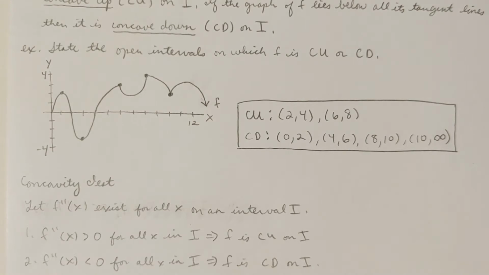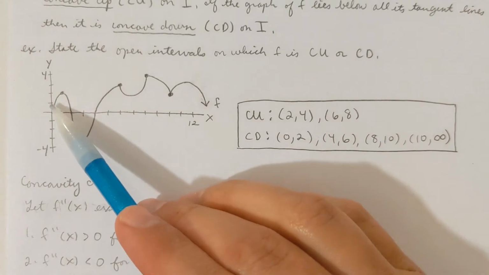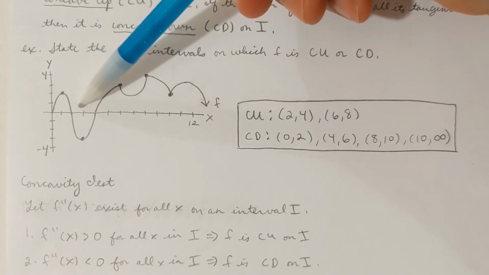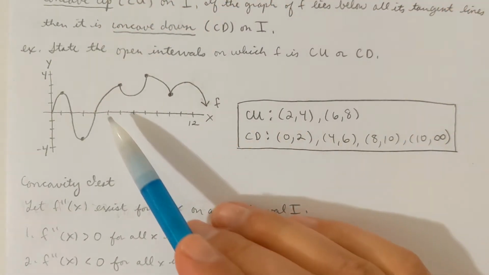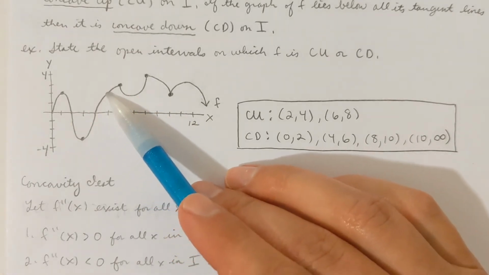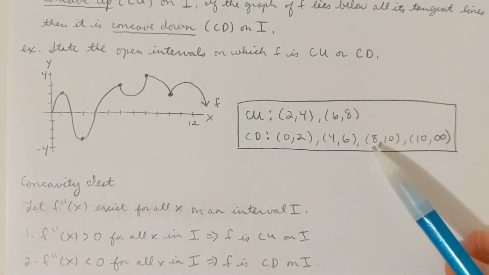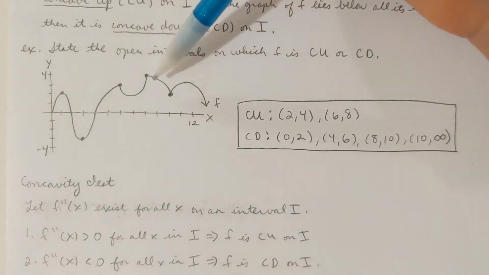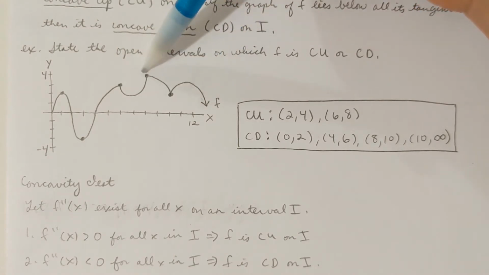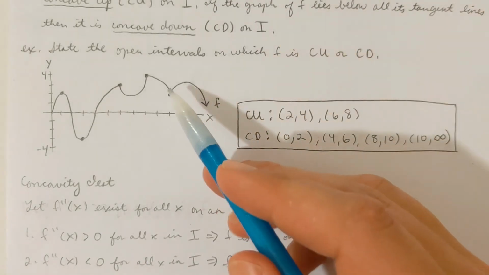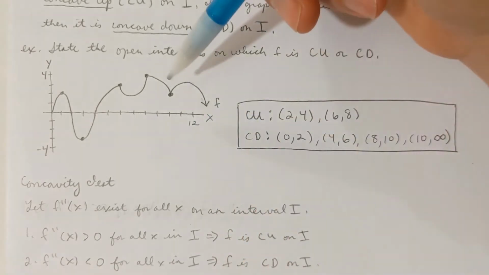Now, where are we concave down? Concave down means that you'd be drawing tangent lines above the curve. So if we're between 0 and 2 and we draw a tangent line anywhere, it would be above the curve. Also if we're on the interval 4 to 6 and we draw a tangent line, it's going to be above the curve. If we're on the interval 8 to 10, which is right here, we draw a tangent line, it's going to be above the curve. And then if we're on the interval 10 to infinity and we draw a tangent line, it's going to be above the curve.